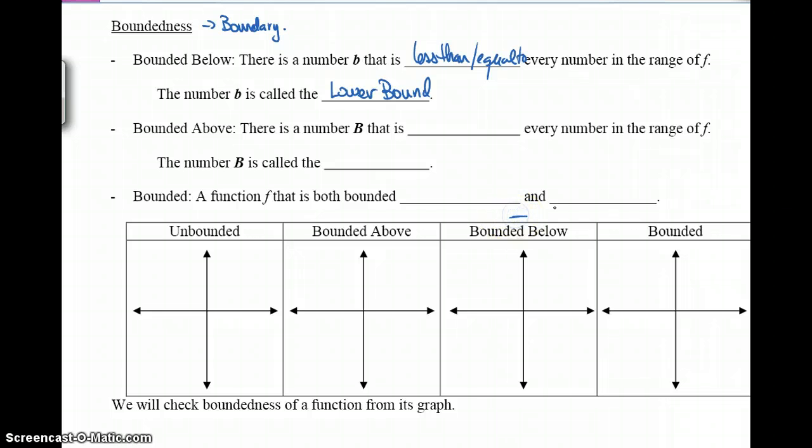So here we are. Bounded below, if I have an absolute value function, and let's say this value is -4, I say that this is bounded below, and the lower bound equals -4. Bounded above, very similar. We'll use capital B in this case. That is greater than or equal to every number of the range of f. This number is called the upper bound.